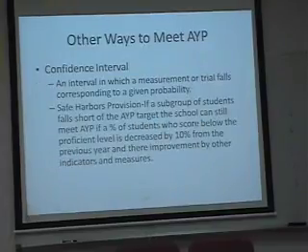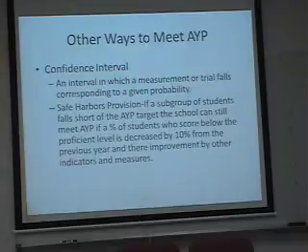There's different ways you can meet AYP. Obviously, the test scores that you make, the proficiencies that you make, but also you can do it by a confidence interval. And that just means an interval in which a measurement for a trial falls corresponding to a given probability. They're saying, if I scored 60% last year and 63% the year before that, then more than likely I'm going to score somewhere in the 60s.